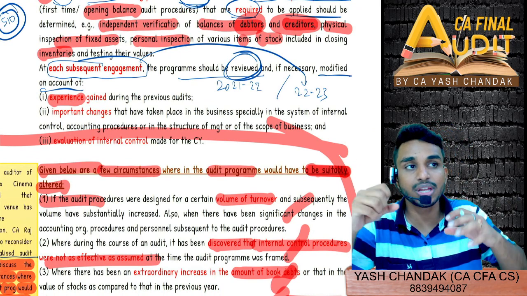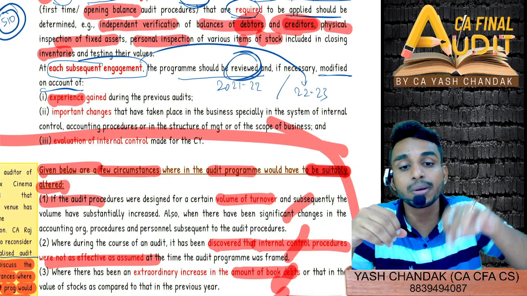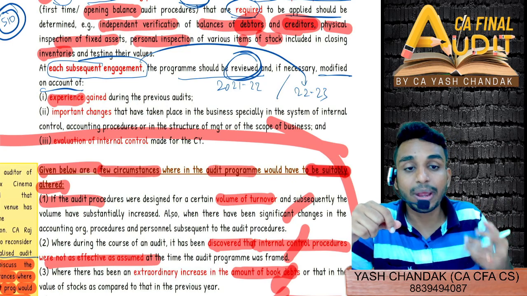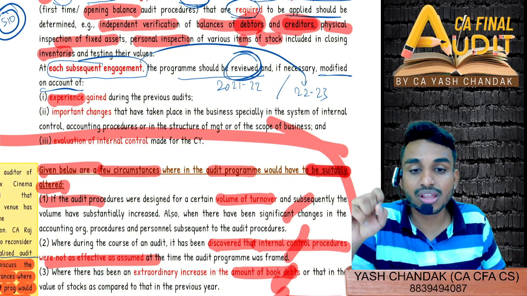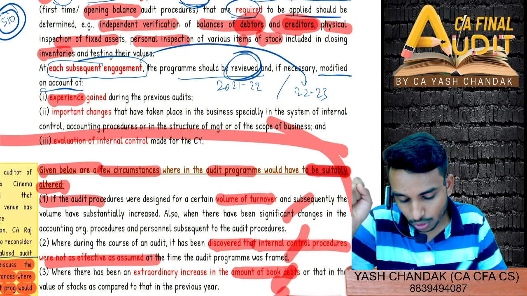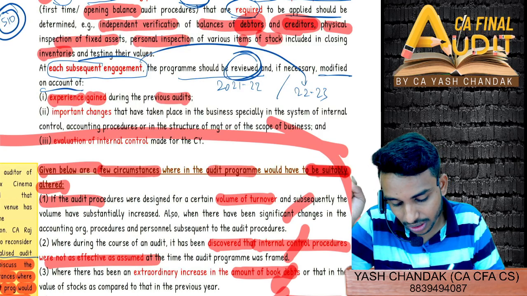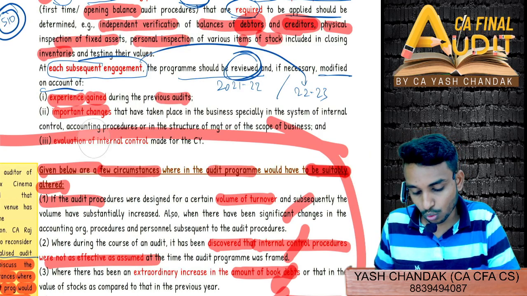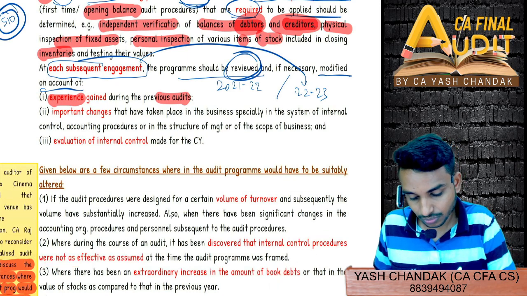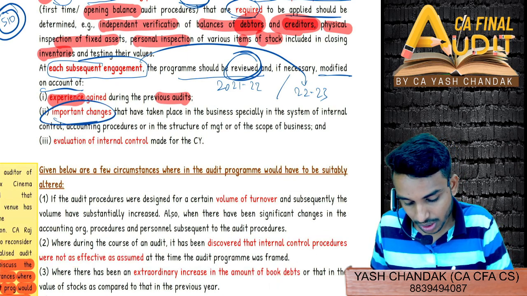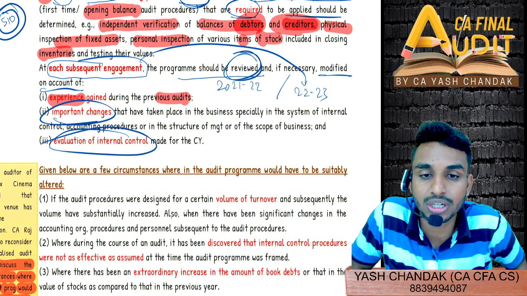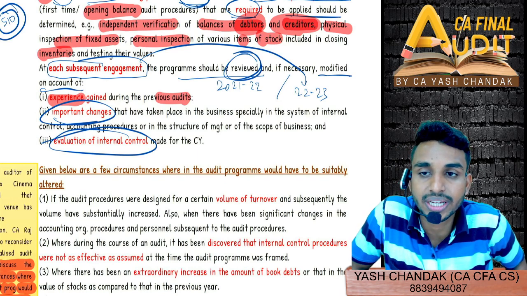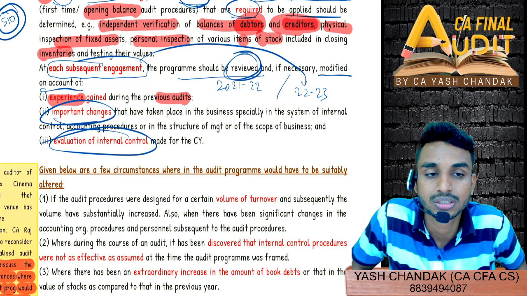You have now gained experience of the industry the entity pertains to, the business model of the entity, and the inherent risk and control risk within the entity. You have gained experience during the previous audit, and you know the important changes. And as I told you, every time you evaluate the internal controls. All the time, internal controls have to be evaluated.